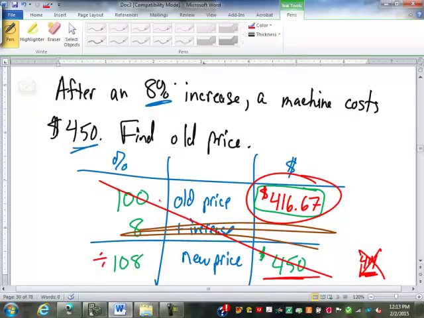So when you're dealing with these percent increase and decrease problems, you have to be very careful, especially if the amount you're given is the amount after the increase or decrease. What percent you use is vital. You cannot use that as 100% because that's not the basis of the calculation. The basis of a percent calculation is always the starting amount.